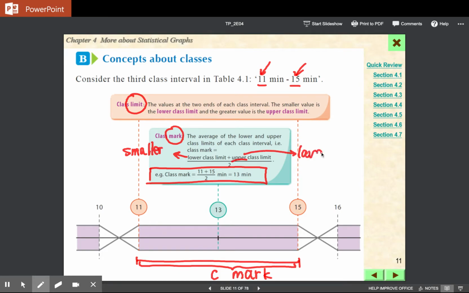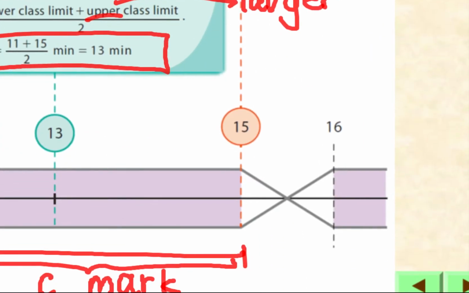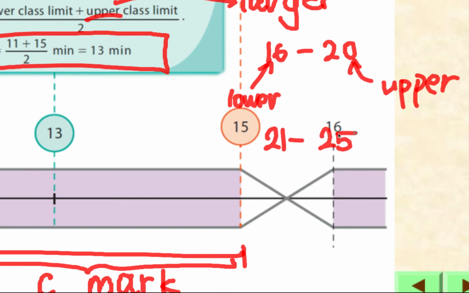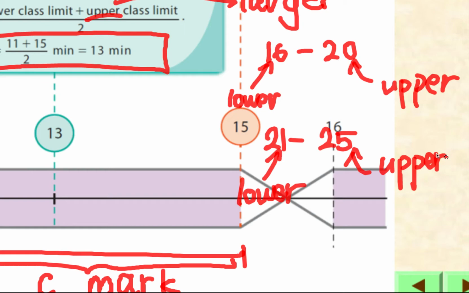Okay, so I hope you understand that if you are given a class interval like 16 to 20, you should know that this one will be the lower class limit, and this one will be the upper class limit. And for 21 to 25, you should also know the meaning. This one will be the lower class limit, and this one will be the upper class limit. So for each class interval, there will be two class limits.